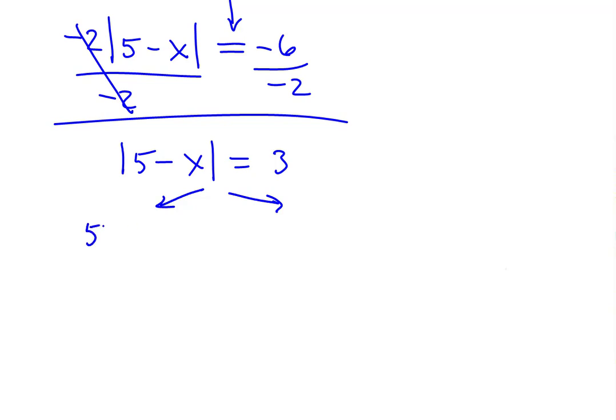And this time we'll be writing 5 minus x, that's what's inside the absolute value, equals +3, or 5 minus x equals -3. So we're going to go through and solve this.